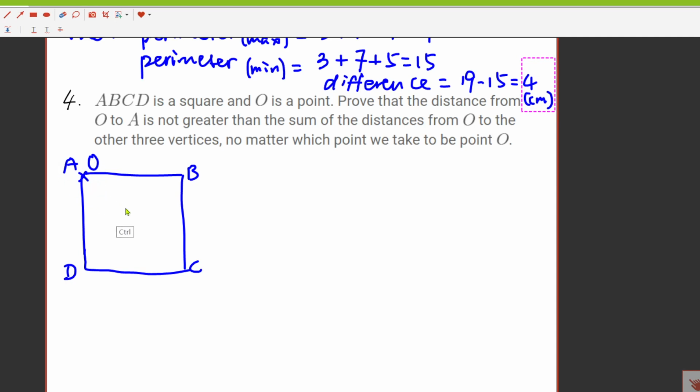This is obvious. And if O is not on top of A, then suppose, let's say, O is here.